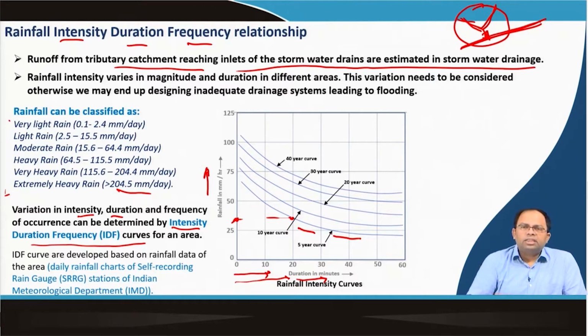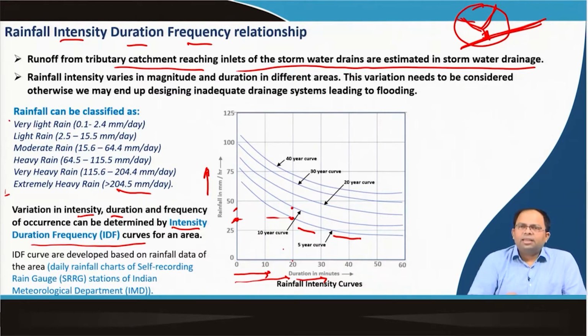Now, if I want to determine what was the maximum intensity recorded in the 10-year period, obviously the 10-year period curve is higher. So, the rainfall intensity that was recorded was maybe 45. So, the higher the number of years in that particular curve, the 20-year curve or a 30-year curve, the higher is the intensity, because there is more chance of that kind of extreme event happening.